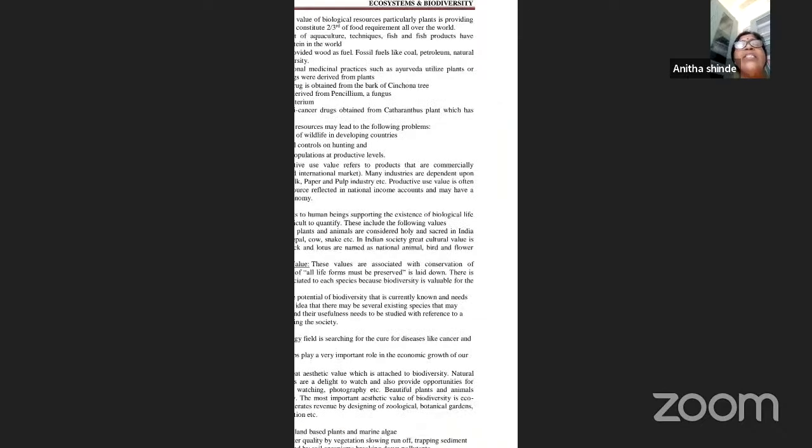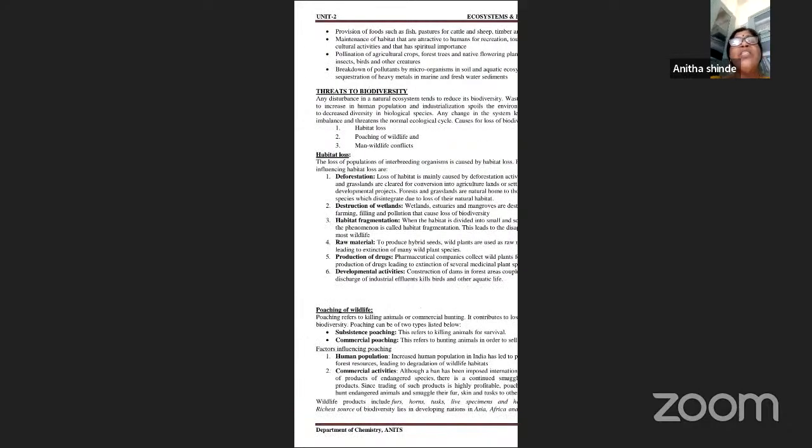Next, it also provides us food in the form of fish, then pastures for cattle and sheep, and timber. Then it also maintains the habitat. Then pollination of agricultural crops, and forests are also very, very important. And breakdown of pollutants by microorganisms is also very important. So the ecosystem plays a very significant role, not only for the biosphere as such, but also in maintaining the balance and regulation of the ecosystem.